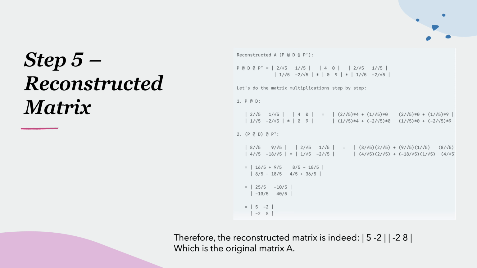So we put all those values here, as you could evidently see, and then we do matrix multiplication step by step, and then you get 5 minus 2, minus 2 8, and if you remember, that's exactly the matrix A we had, right? So basically that's how the spectral theorem proves that the matrix A that you had, when you diagonalize it, you will be able to get the same reconstructed matrix in the original form of matrix A, right?